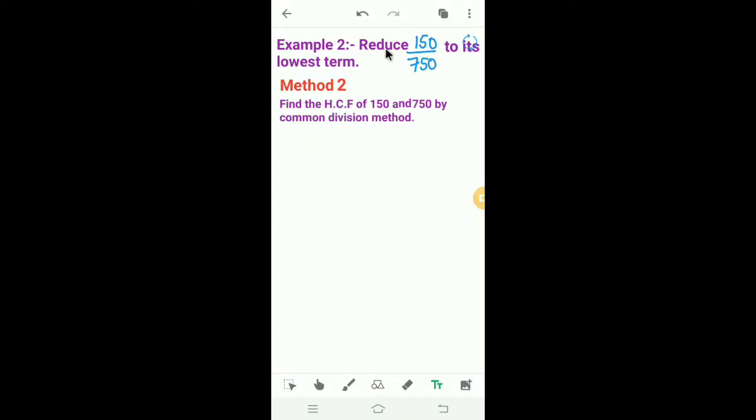Dear students, we can solve this problem through one more method. Let's learn the second method. Here first we have to find the HCF of 150 and 750 by the common division method. Here we have to take the smallest number as divisor and the greatest number as dividend.